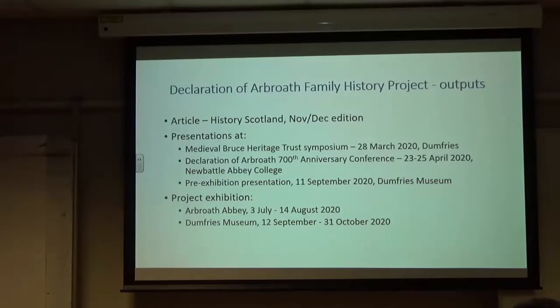The culmination of the project is the project exhibition, which will be taking place in Arbroath Abbey from July to August, and it will be running again in Dumfries Museum from September to October. There are a number of other articles planned that will probably be appearing over the next year, and if we can attract a little additional funding, there might be subsequent runs of the exhibition or cut-down versions of it, maybe at the very end of next year or running into the beginning of 2021.